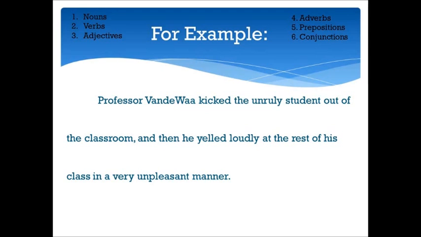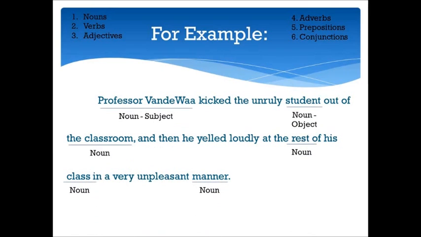All right, so let's first identify the nouns, the persons, places, or things in this sentence. Our nouns are Professor VandeWaa, who also happens to be the subject of the sentence. Student is a noun. He happens to be the object of the sentence because he's receiving the action. He's being kicked out. And the classroom, that's a place, so that's a noun. We have the rest of his class, which is a really big noun phrase there. And then we have a tricky noun at the bottom with manner. Manner is a thing and it's a noun as well.